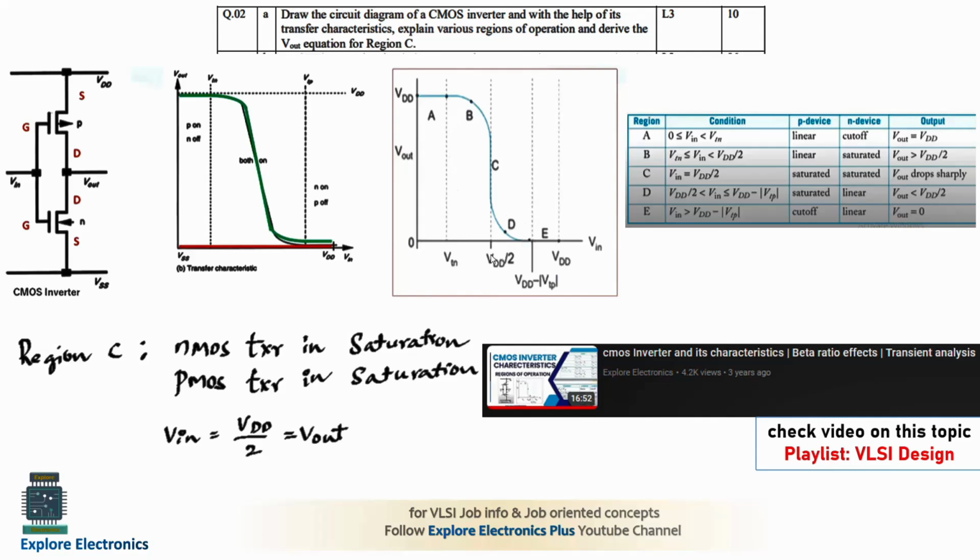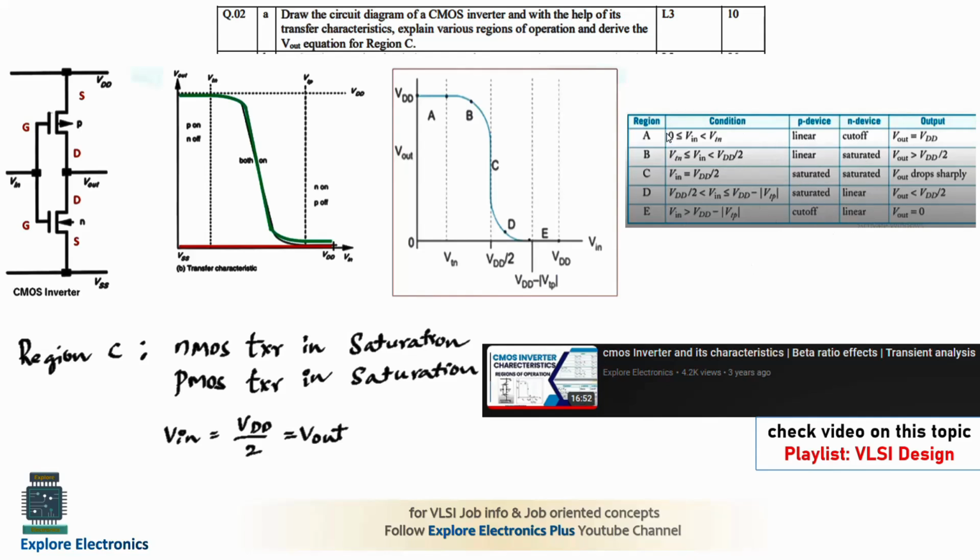These regions are divided in such a way that up to this stage the N transistor will be off. From this stage onwards the N transistor will be on, and then at region C both transistors will be in the saturation region, exactly at half of the input given. Later on, VDD minus VTP is the threshold point of the P transistor. From here onwards the P transistor will be off. So the 5 regions indicate the different levels of the transistors P as well as N. You can see the conditions over here, and also the P transistor and N transistor regions of operation.